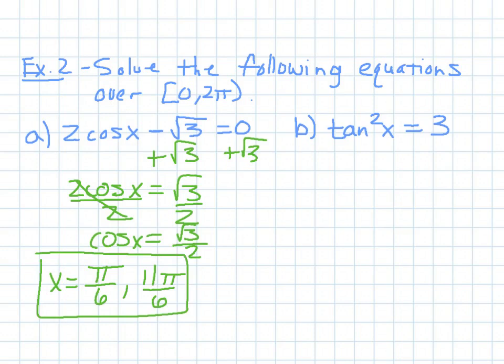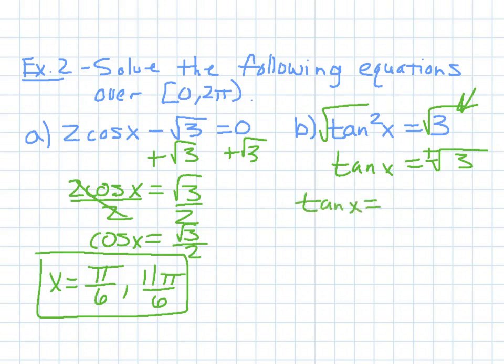So for letter B, when we have tangent squared x equals 3, before I can solve or figure out what this is, because this is not really on the unit circle, if I take the square root of both sides, it gives me tangent of x. Now here, this gives me plus or minus square root of 3. Okay, so that gives me 4 possible values, because square root of 3 has 2 possible values on the unit circle, and then the negative square root of 3 gives me 2 possible values. So I need to explore both answers.